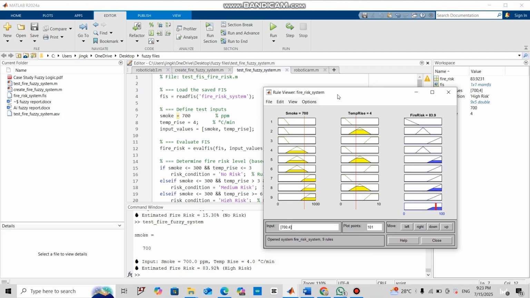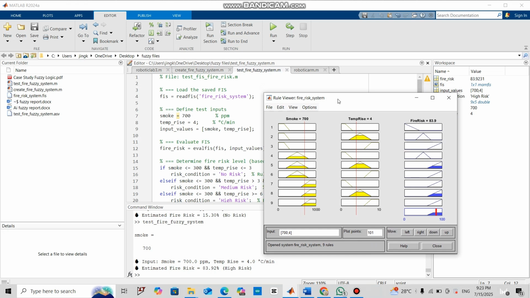Now I would also like to show the rule viewer to see whether it is the same as my coding input. I put my smoke value at 700 and my temperature rise at 4. The fire risk also comes out as 83.9%, which is the same as the coding output. This shows that my fuzzy system is successful in detecting fire risk. That's all. Thank you.